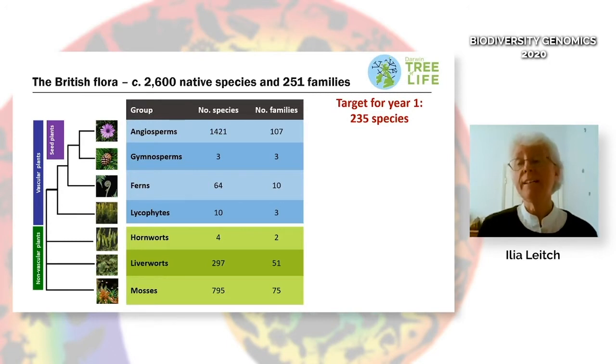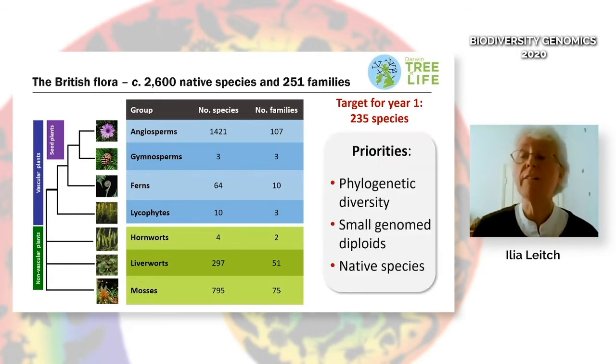These ones are going to be sent off to Sanger, and in order to determine which species we want to collect, we have been working with the plant working group in order to prioritize them. And we've identified 3 priorities that we want to target. So the first is to maximize phylogenetic diversity, so collect species from as many different families as possible.